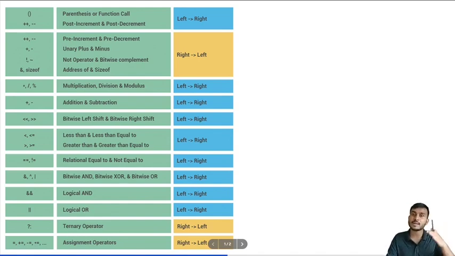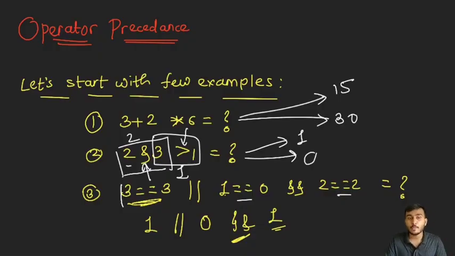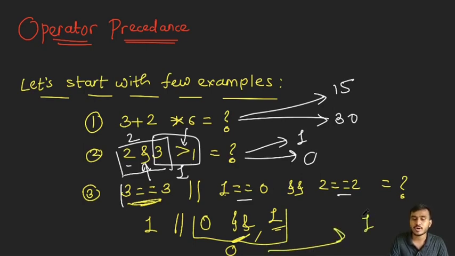Always remember, the operator at the top has more precedence, and the operator at the bottom has the lowest precedence. So in our case, the logical or operator has low precedence as compared to logical and. So this part of the sub expression will be evaluated first. 0 and 1, what is going to be the answer? The answer is 0, right? And finally 1 or 0, what is the answer? The answer of 1 or 0 is going to be 1. So the correct answer of this sub expression is 1.